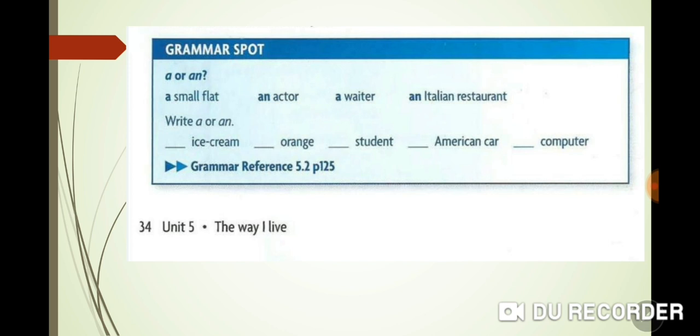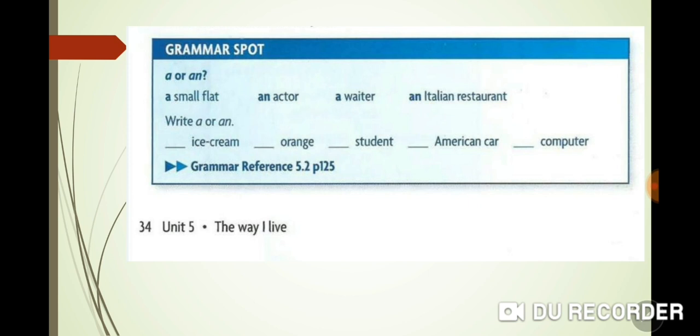Let us look here. You have this in your book on page 34. A or an. I'm going to give you examples. A small flat. An actor. A waiter. An Italian restaurant.